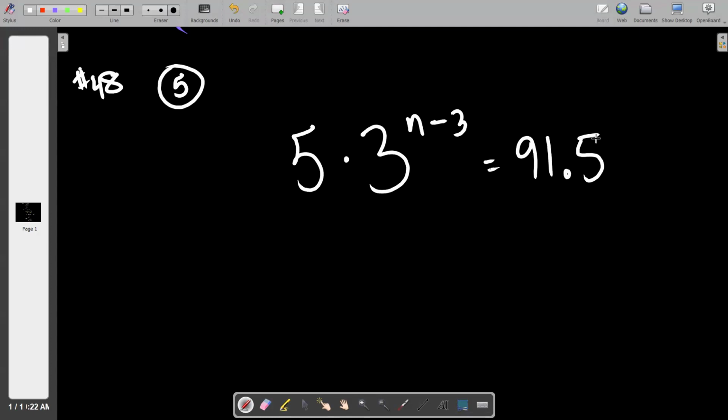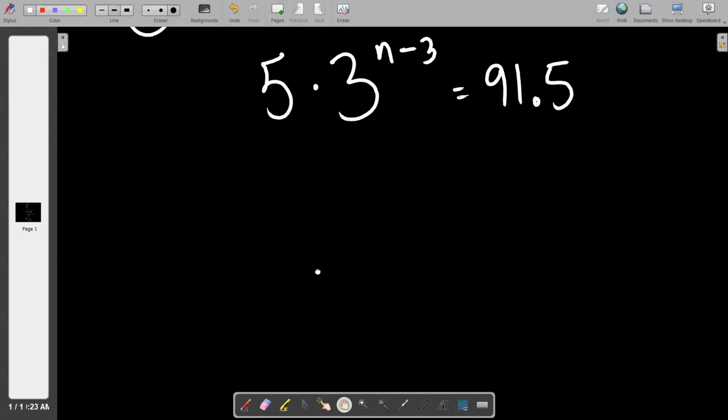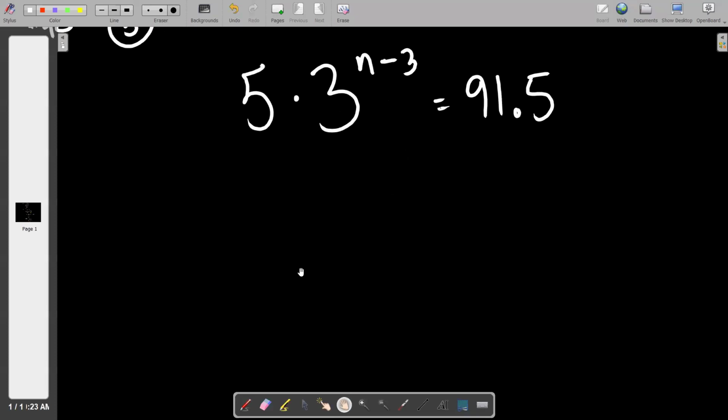You divide by 5, which I'm going to check real quick. And this one you can tell is probably going to come out good because of its nature. 18.3. Say it again. It's 18.3. Yeah, we like that. So now if we divide, we get a nice number. We get 3 to the n minus 3 equals 18.3. And we like that decimal. And then now we do what?